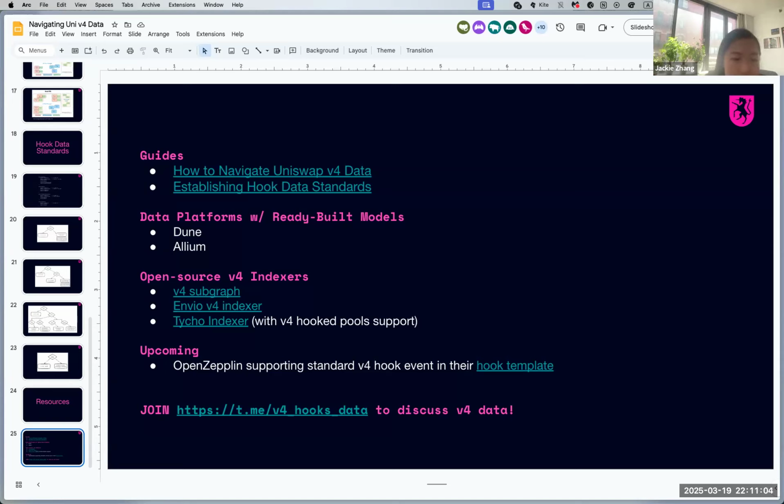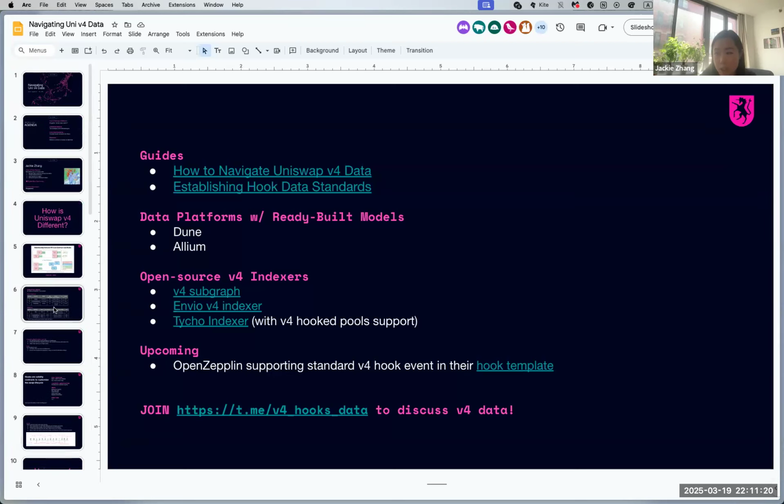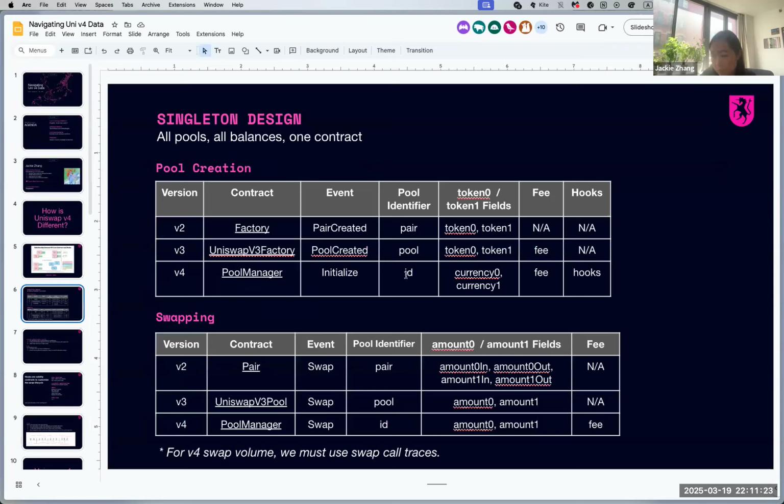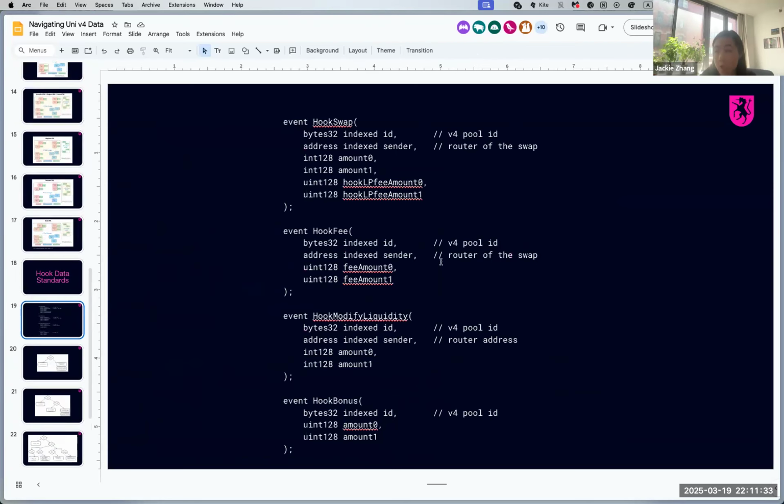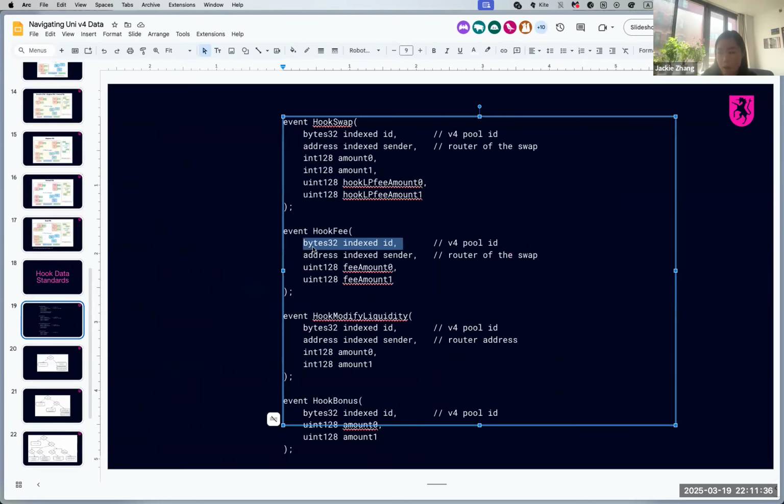Okay, another question. Is there a way to filter on events related to a specific pool and hook? Yes. The way you can filter for a pool is through the ID, and the ID will exist for both the initialize event and the swap events. In the proposed hook event standard, they should also be emitting the ID, so you can filter for the pool that way.